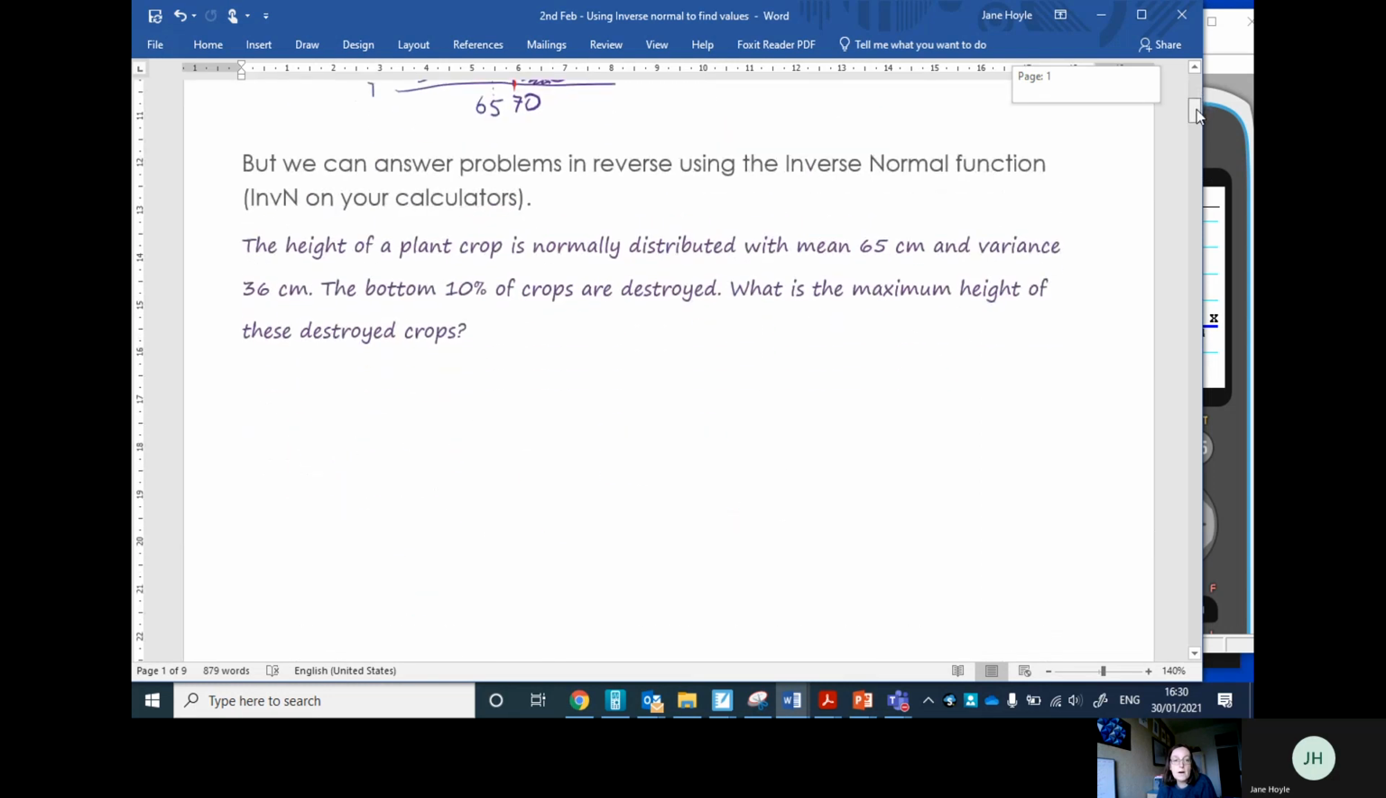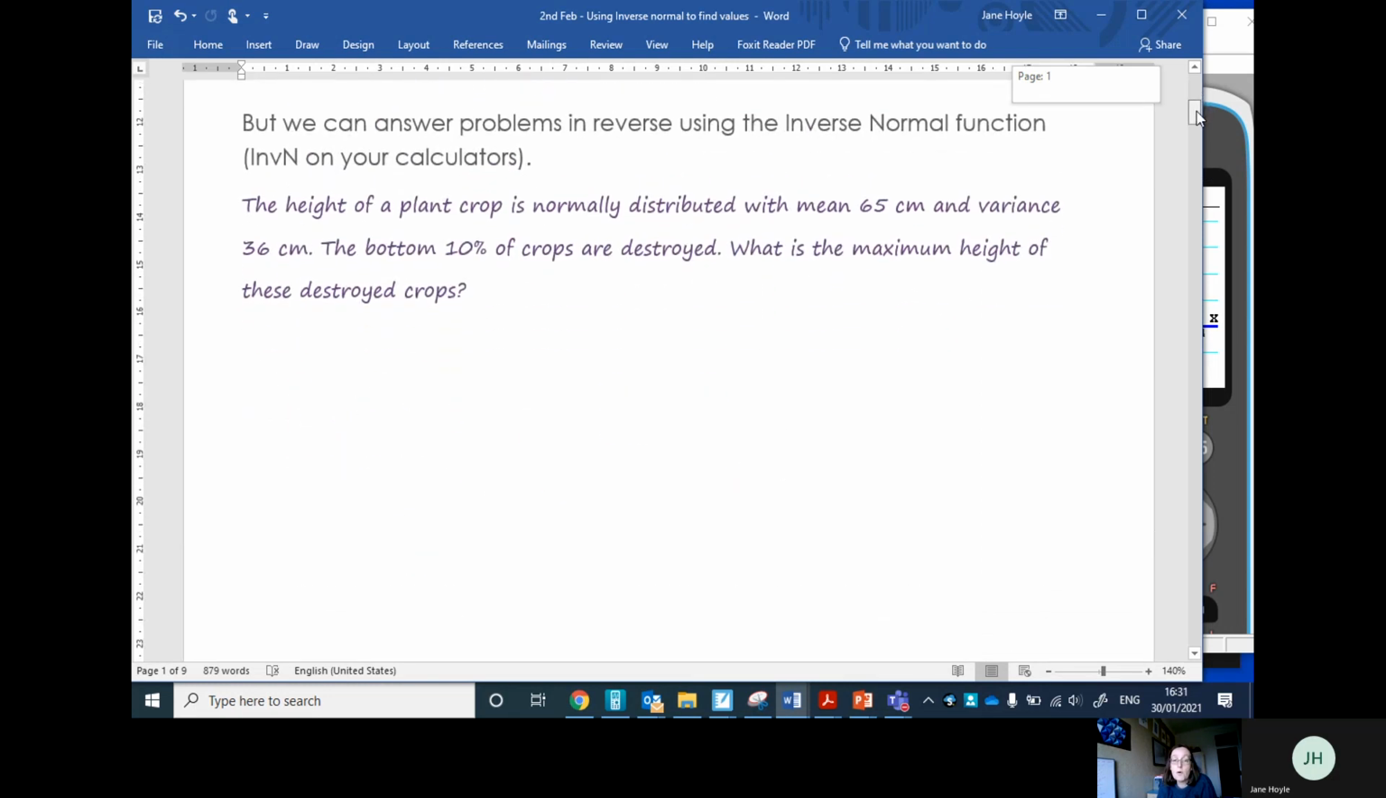Okay, and the same situation I've got here. But what we need to work out is what the bottom 10% of the crops are. So sketching the curve when you're doing the inverse problems is even more important. So I was encouraging you to do it yesterday. However, every time, draw it, please.